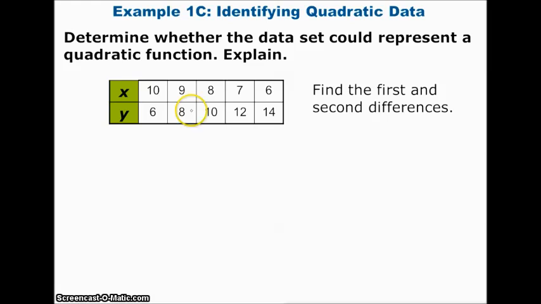Alright, so let's check this one. 10, 9, 8, 7, 6. My x values are equally spaced. Finding the common differences, when I get the first common difference, I notice that immediately the first common difference is the same across the board. This means it's not a quadratic, but it's actually a linear function.